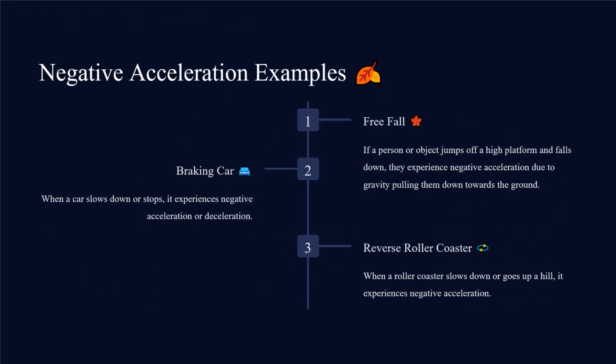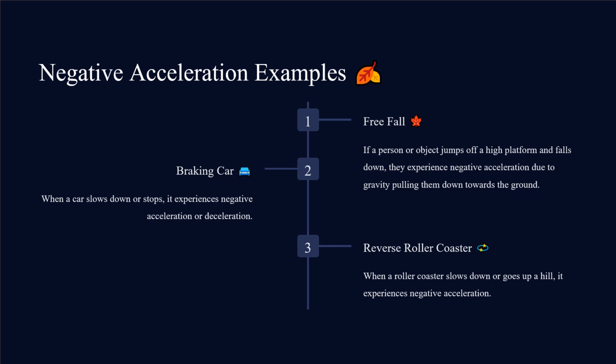Now, if we talk about examples of negative acceleration, the first one is free fall. If a person or object jumps off a high platform and falls down, they experience negative acceleration due to gravity pulling them downwards towards the ground. The second example is applying the brakes on a car. When a car slows down or stops, it experiences negative acceleration, or in simple words, deceleration.